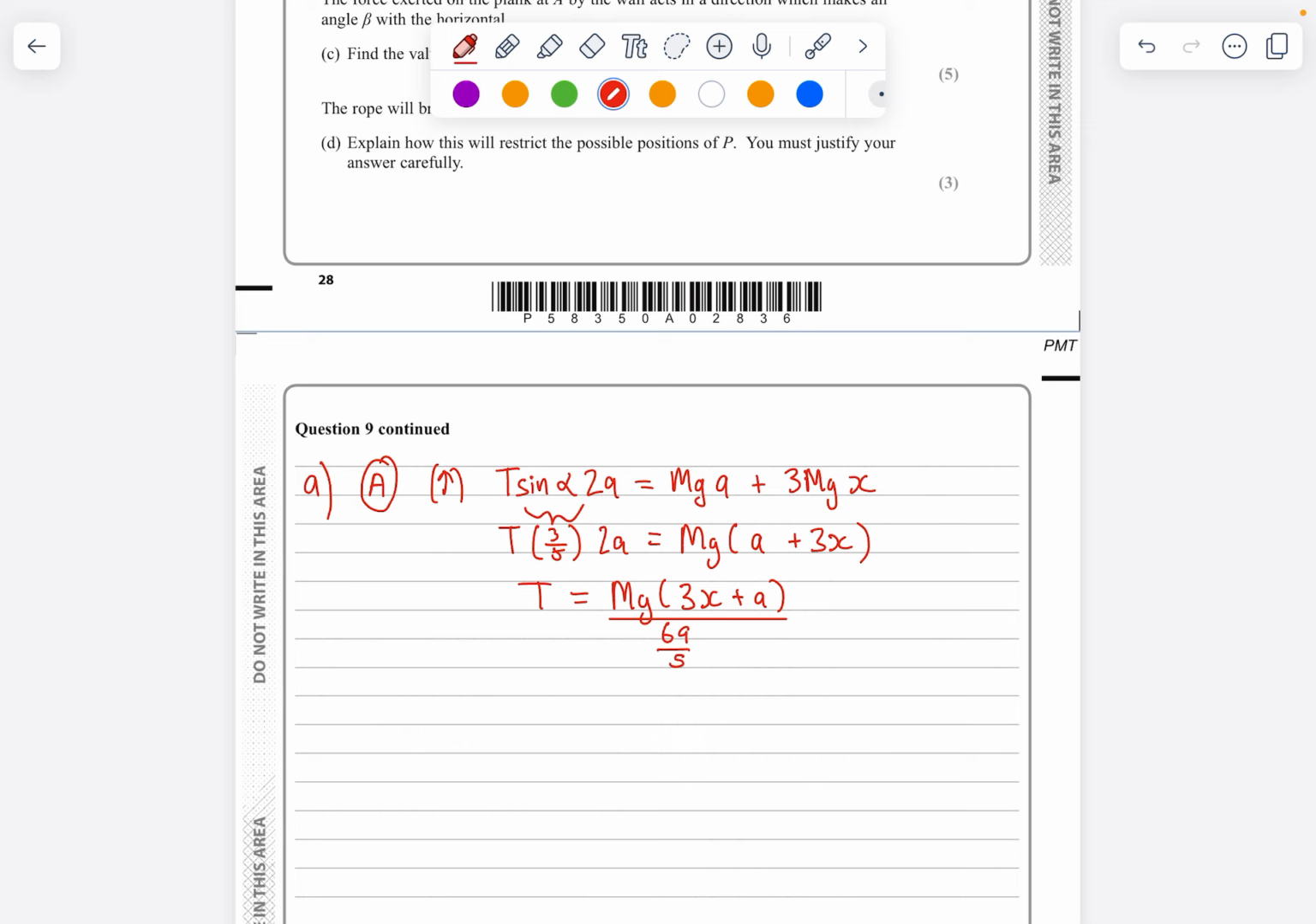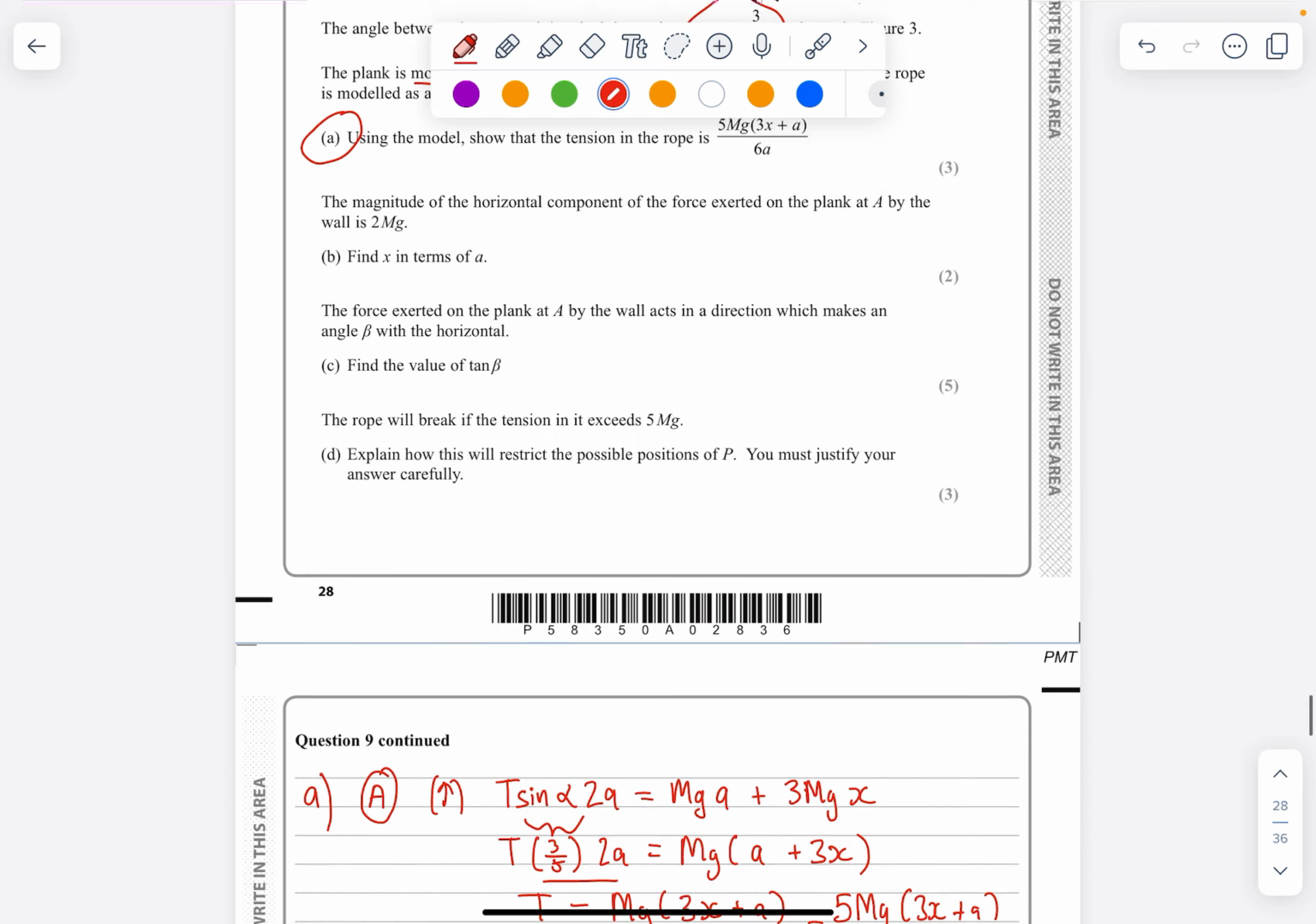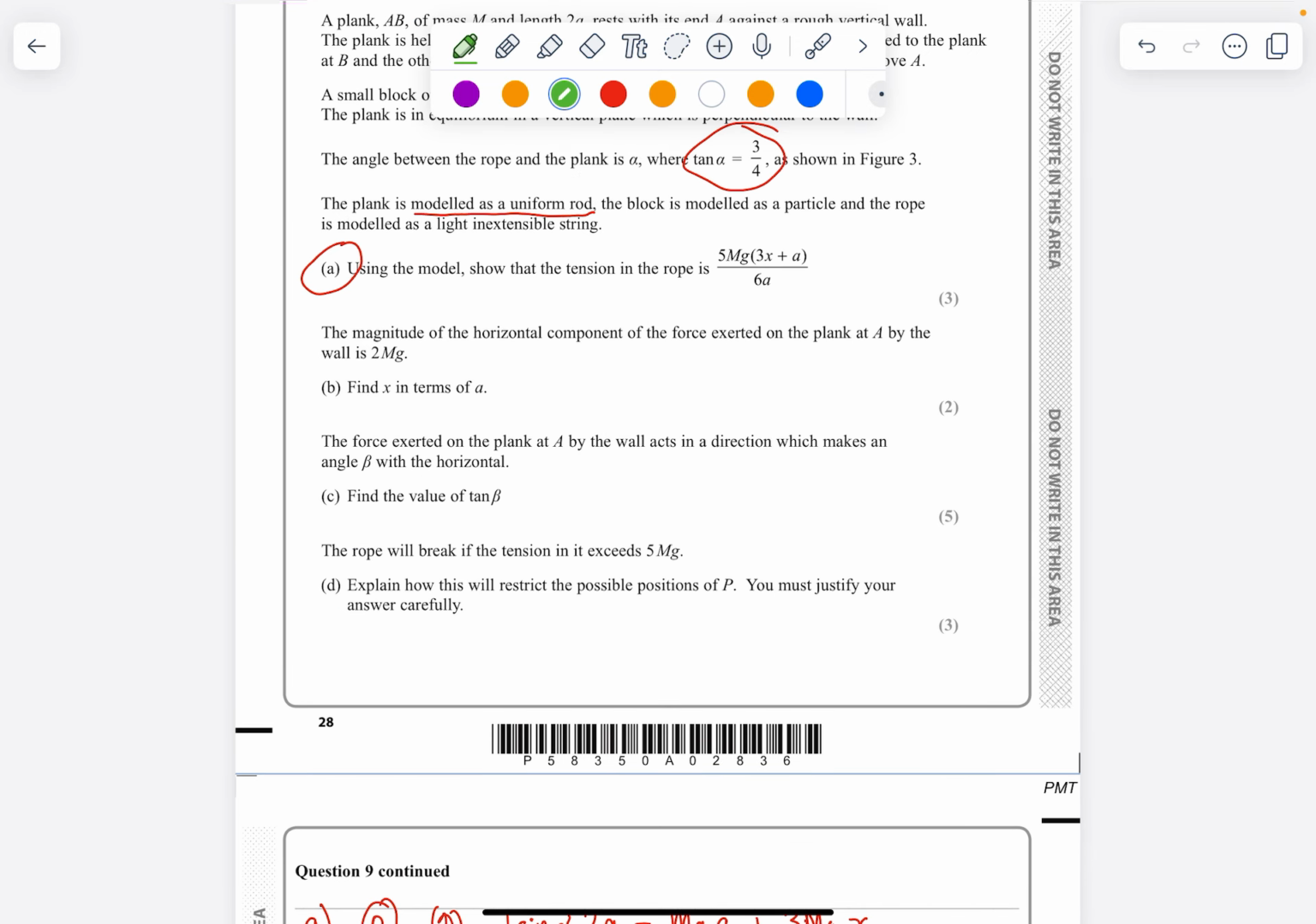6a/5, which is basically just the coefficient there, but we all know that fractions don't have 3 tiers, so if I divide by 6a/5, that actually gives me T equals 5mg(3x plus a), all divided by 6a, which is exactly what I want to show. So that's A taken care of.